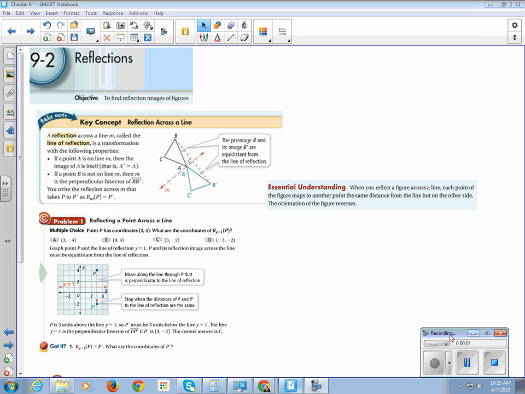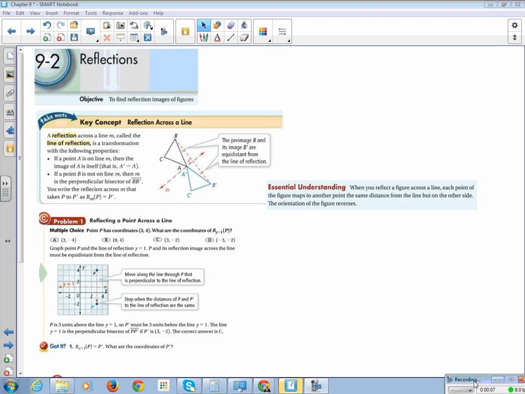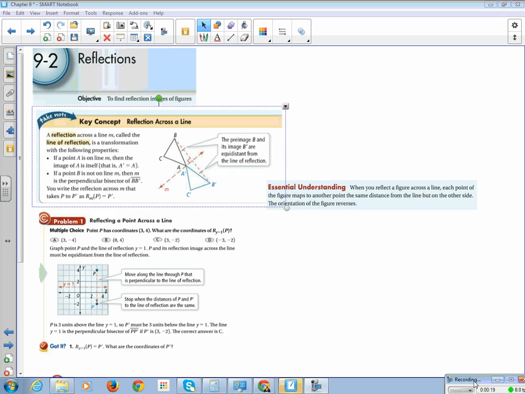All right, this is chapter 9, section 2. It's reflections. Our learning objective, which should land on all of your notes, is to find reflection images of figures. So a reflection is a kind of transformation.